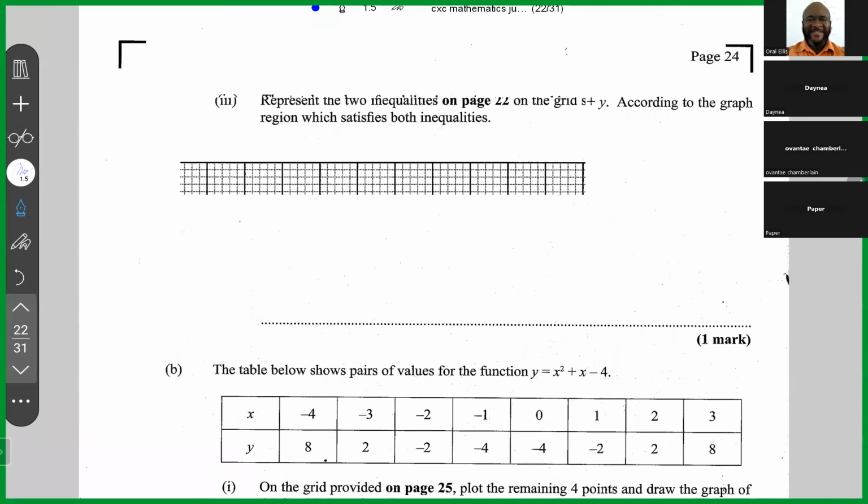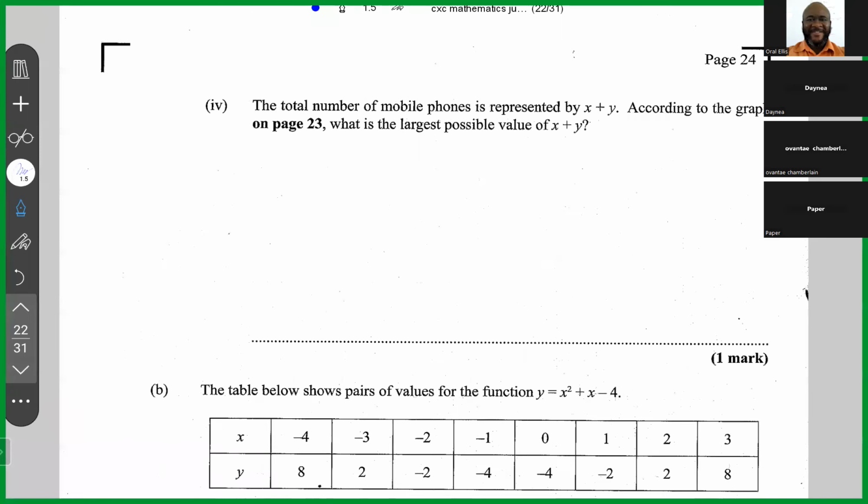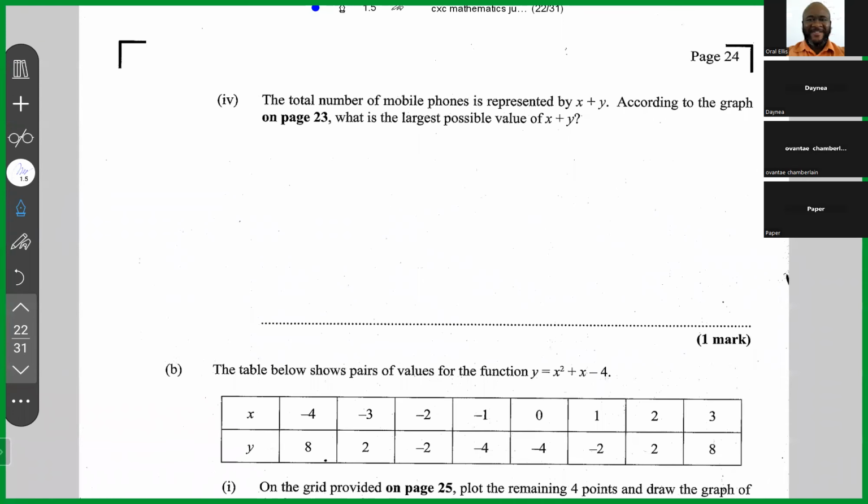So the total number is 0 plus 0, which is 0. 8.5, I don't know why I'm using this value, because you can't have 8.5 phones, which is 17, and 20 plus 0, which is 20. So the largest possible value of X plus Y is 20.